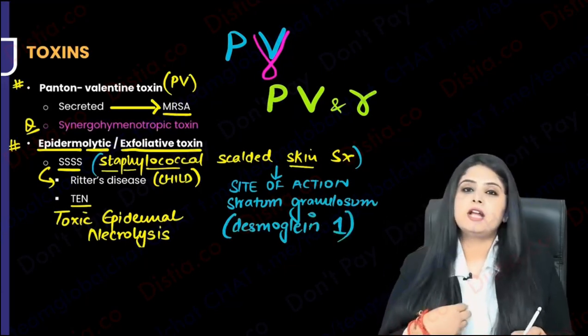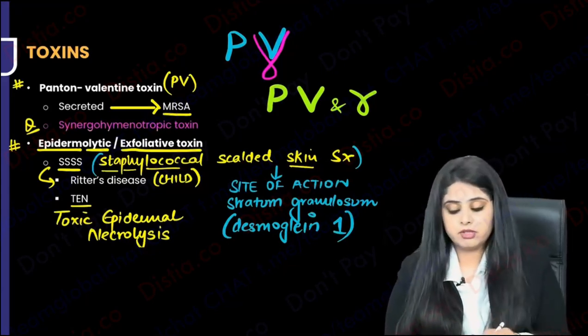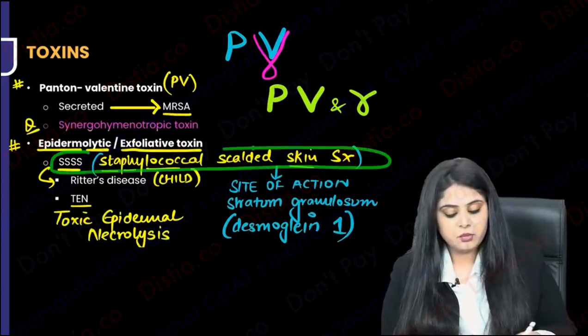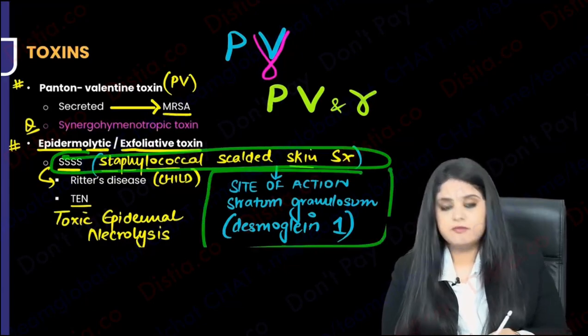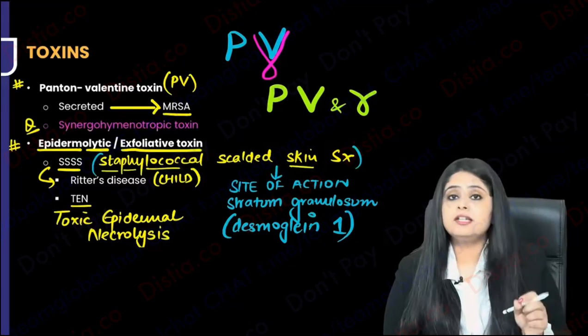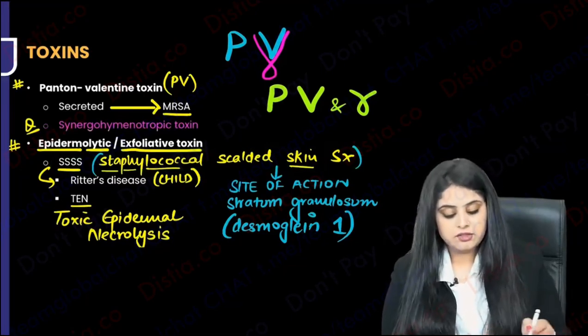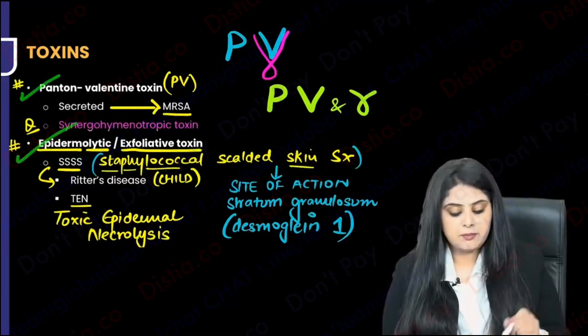This is important mainly for INICET, and it is very important in dermatology. That is, in SSSS, what is happening? There is going to be an attack on which part of the skin? Stratum granulosum, desmoglein 1 is attacked. Okay, now the toxins are still not over. PV is done, epidermolytic is done.